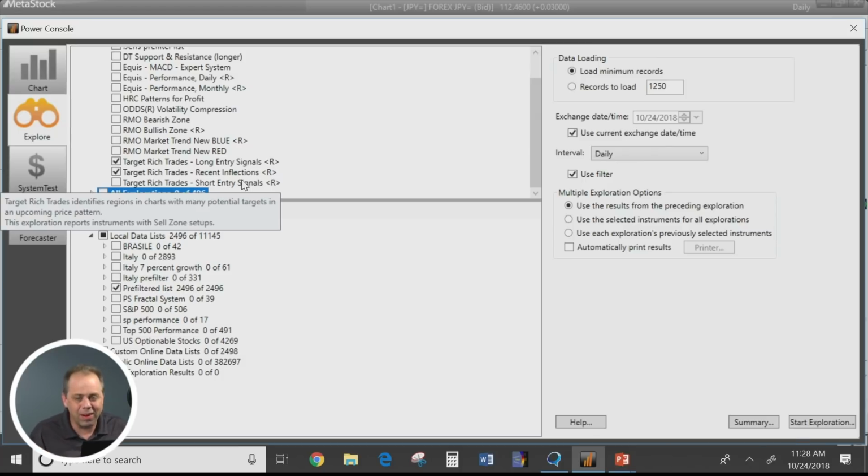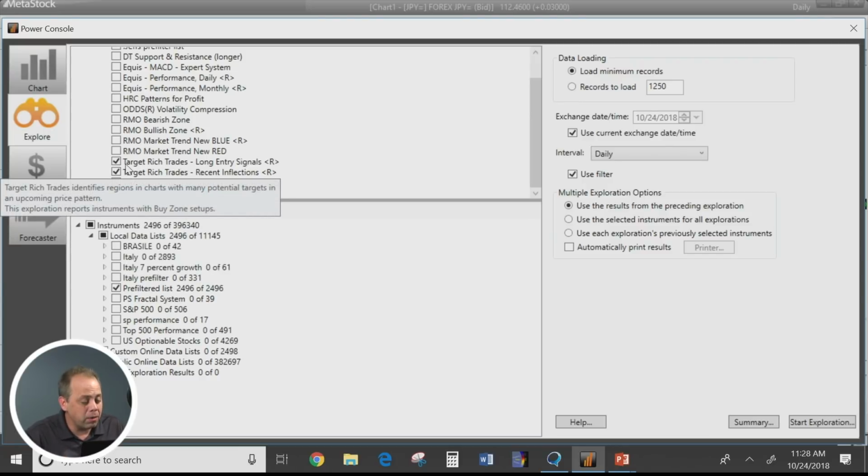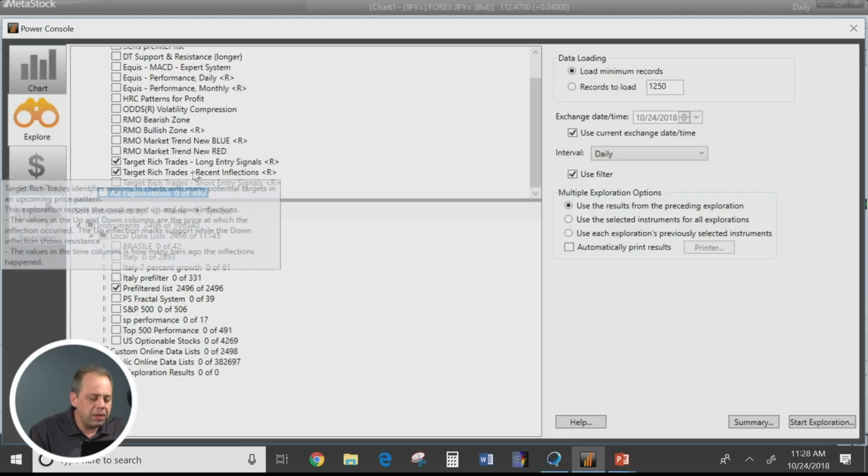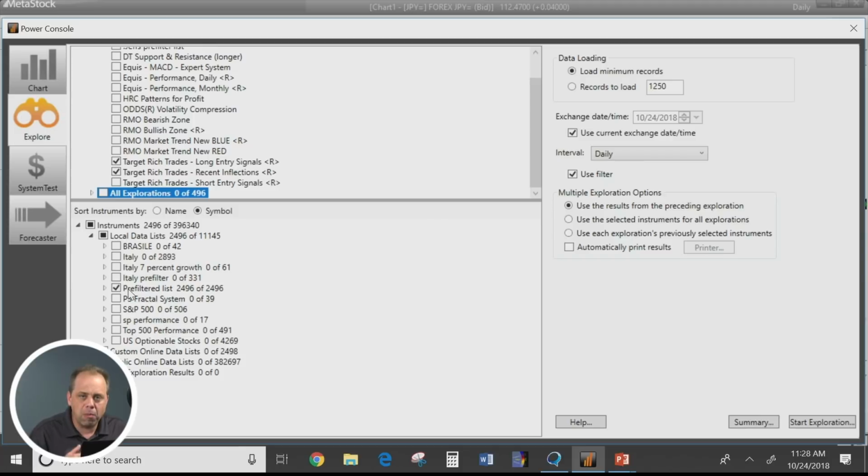I actually am, on a side note, a total fan of favorite explorations and the functionality that they just added with MetaStock. So what I'm going to do is I'm actually going to run this target rate rich trades long entry signal. So let's say that our opinion is the market is bouncing right now and we're bullish. Let's look for some long entry signals. I'm also going to feed that into recent inflection points. And I'm going to do that against my pre-filtered list.